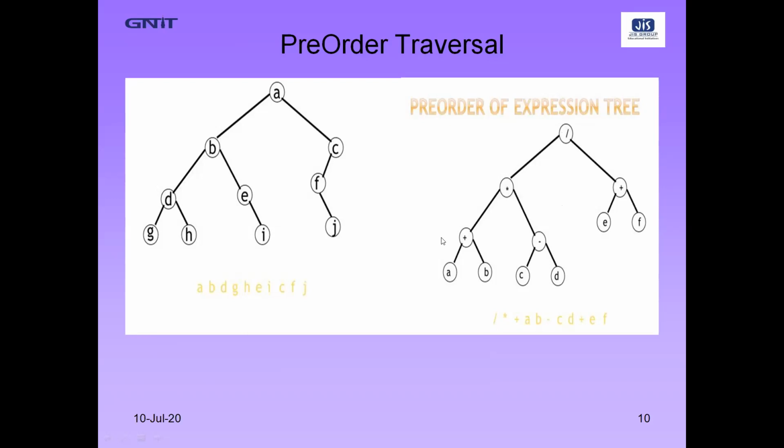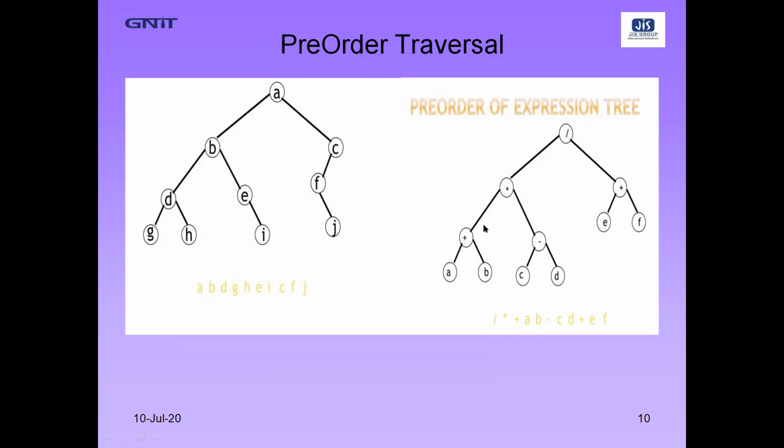Then we move to the left subtree with respect to this division symbol, and the root of the left subtree is star. So star is visited next, in the left subtree of the division symbol node.